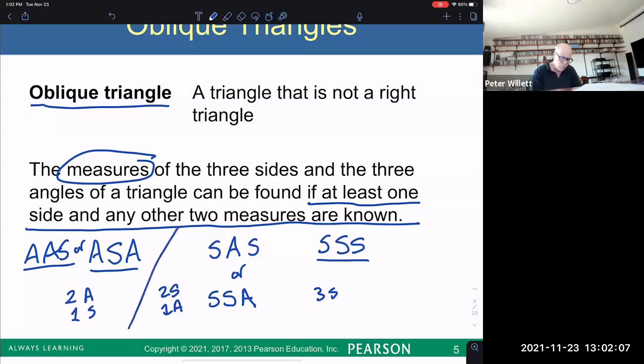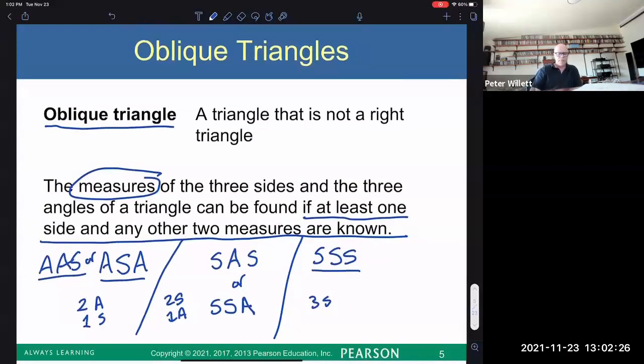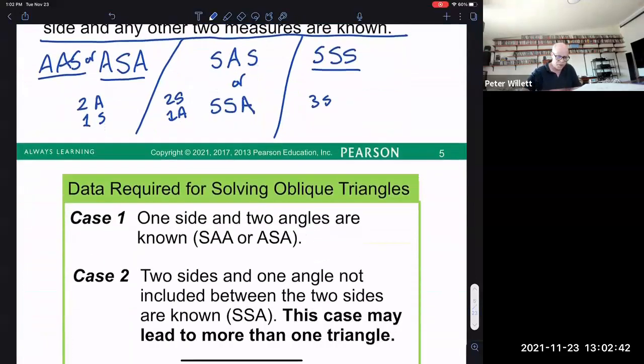So these are the three situations we're now going to begin studying to figure out how, if you know at least one side and any two other measures, you can figure out everything about the triangle, namely all three sides and all three angles. So that's the goal we're going to slowly pursue, and we're going to have to look at different methods to do that. All right, so let's see the first thing that they tackle here.